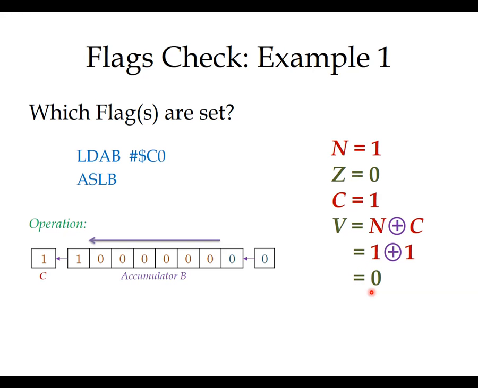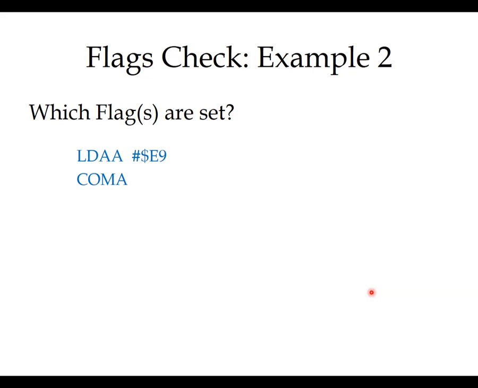So this is how I can always determine what will be the flags, even if the instruction is not an addition, not a subtraction. Okay? Let me show you another quick example. Now here are my 2 lines. In the first line, I'm loading E9 into accumulator A, and in the second line I'm doing COM A.